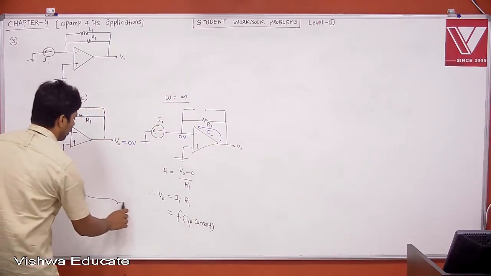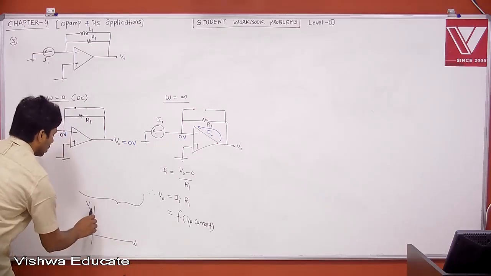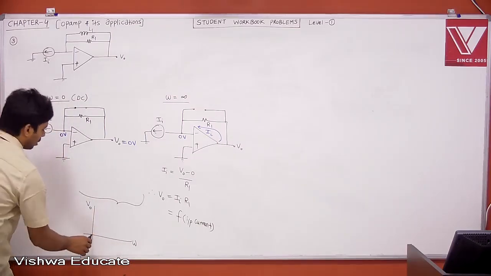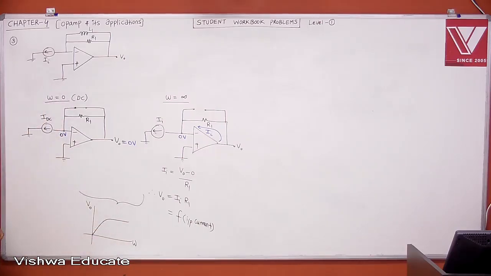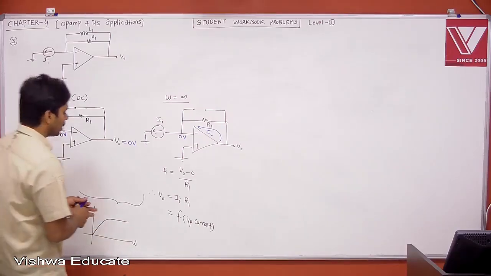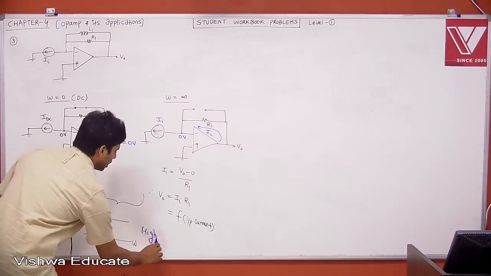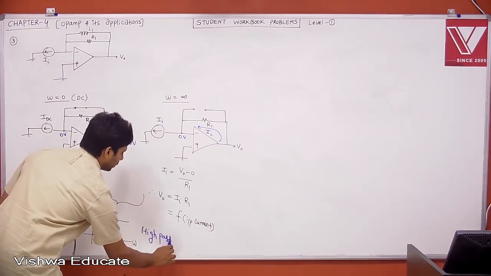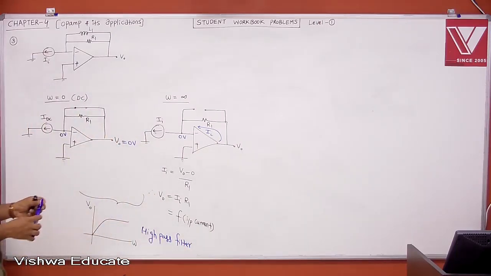Then if I combine these two, with respect to omega, what is your V naught? For zero frequency V naught is 0, then maybe you'll get like this. At high frequency you get V naught with respect to this. Therefore what is this? This is nothing but a high pass filter. I hope everybody understood. Okay.